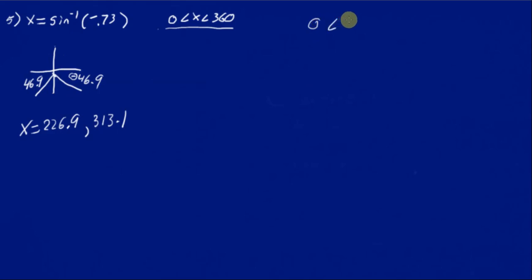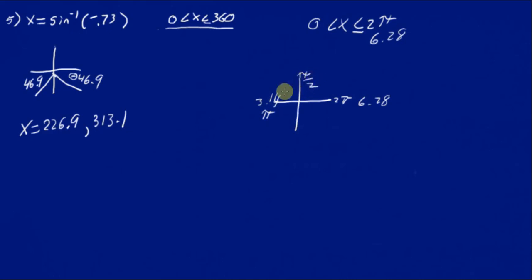If I would have done the same thing and had my calculator in radian mode, this one should be equal to here. Well, that's going to be 6.28. So you can just think about this, that this is 3.14 or pi. This is 2 pi or 6.28. Of course, up here is pi over 2, or about 1.57. And down here is going to be 3 pi over 2, or about 4.71.